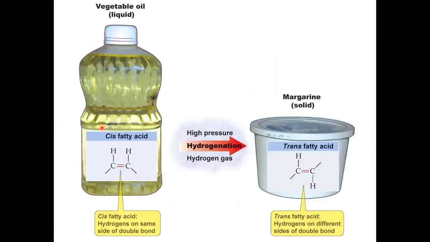Okay, let's look at the picture. So cis fats, here's your carbon to carbon double bond. The hydrogens are on the same side. They're going in the same direction. So we call this a cis fatty acid.